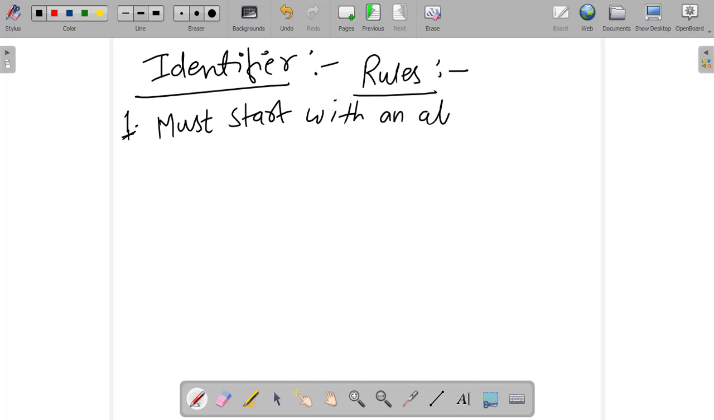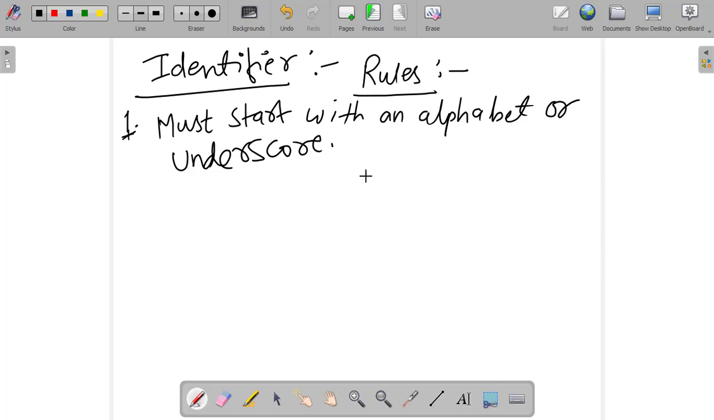For writing any identifier, it must start with an alphabet or underscore. It is the first rule for declaring any identifier. But here I want to point out one thing: we should not use underscore as the first letter for any identifier, because it is not a good practice in programming.